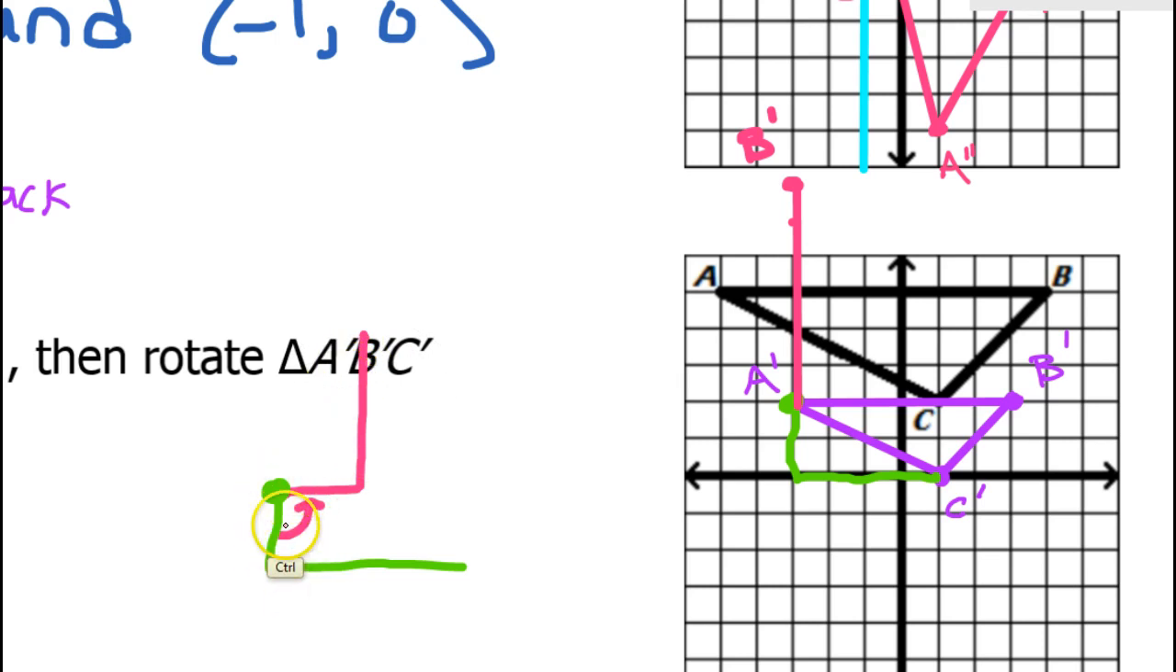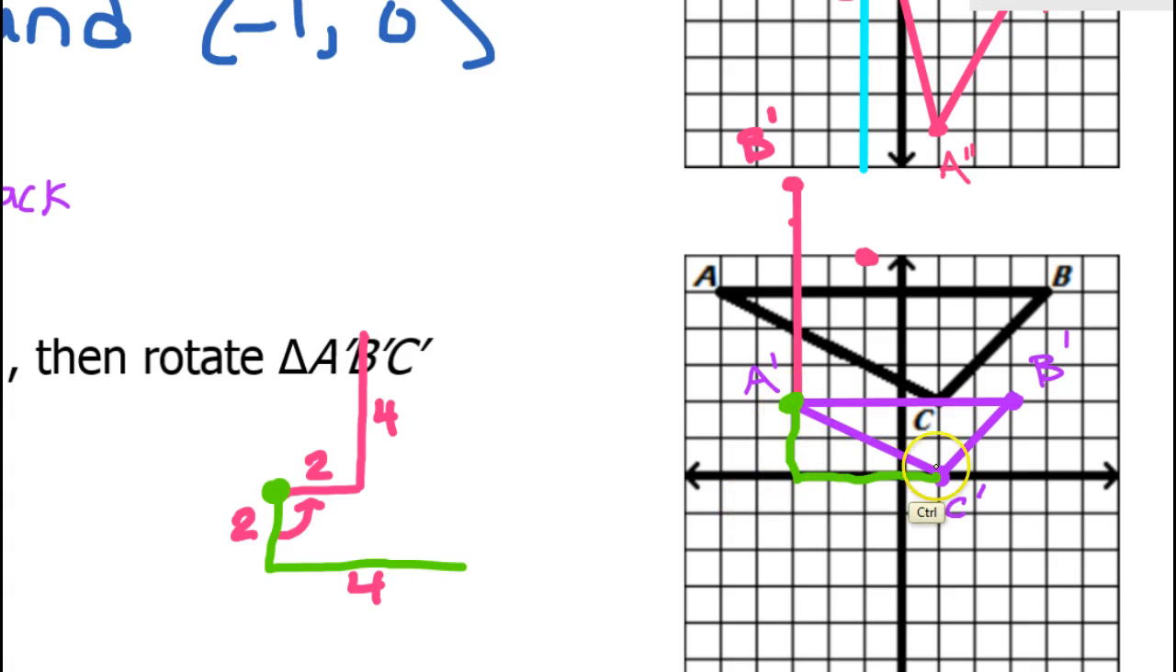The vertical piece will be horizontal. The horizontal piece will become vertical. It's very simple. And now remember what these lengths are. This is length 2 and 4. So after the rotation, the lengths should be the same. It should be still 2 and 4. So it's going to be like this. If I go over 2 and up 4, that should be the location of C prime, because of the L.